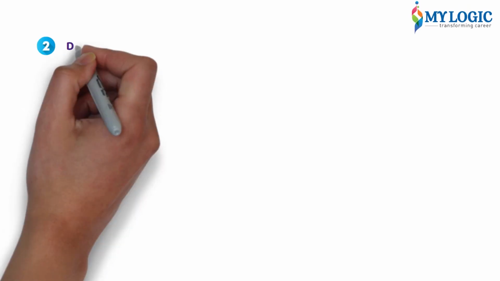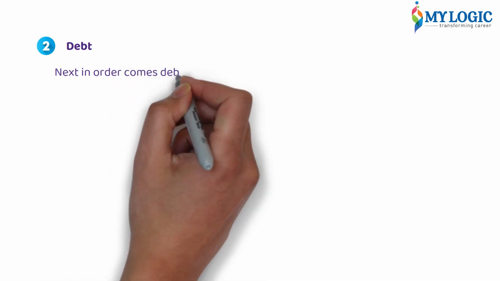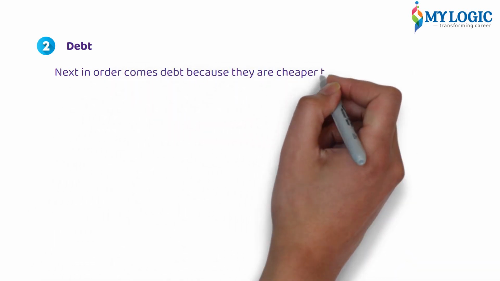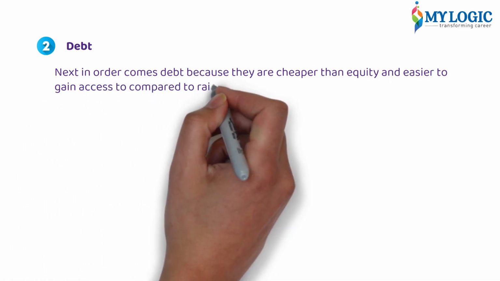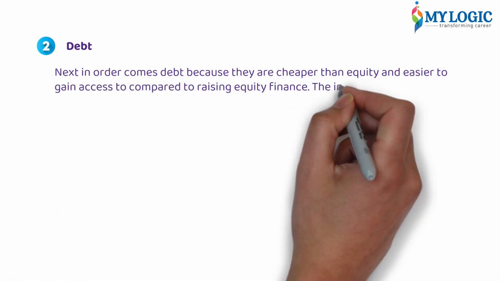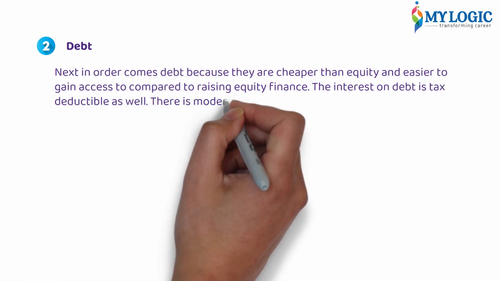Number 2. Debt. Next in order comes debt, because they are cheaper than equity and easier to gain access to compared to raising equity finance. The interest on debt is tax deductible as well. There is moderate issue cost.